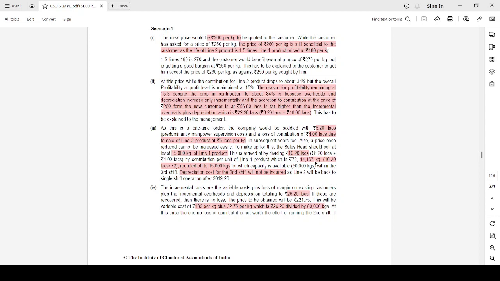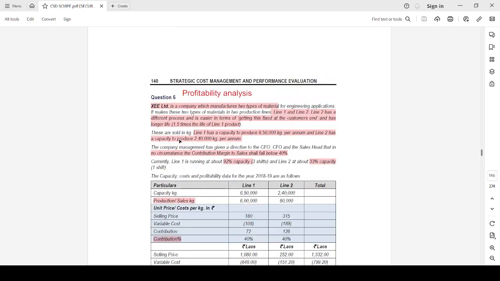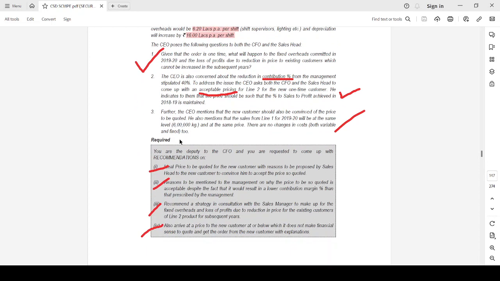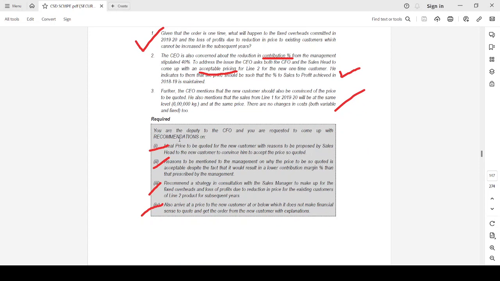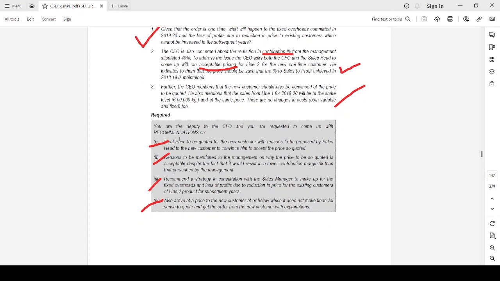Depreciation for shift 2 I am not recovering, because it will again be operating at shift 1 only. There is no shift 2 concept in the subsequent years, so there is no need to recover that cost. Why can this not be recovered from the line 2 product? Again, if I increase my demand for line 2 product, the price will also change. That's why I'm not going to touch line 2. Instead, I'm going with the line 1 product. That's the main reason. Also, if it were for line 2 product, they would have given specific information.